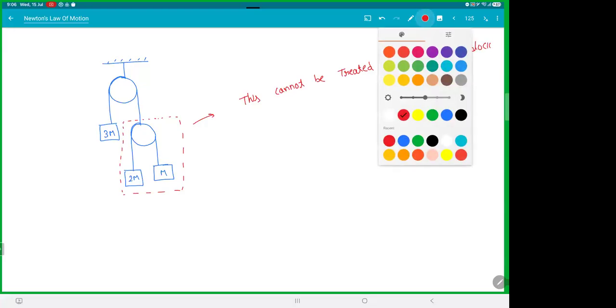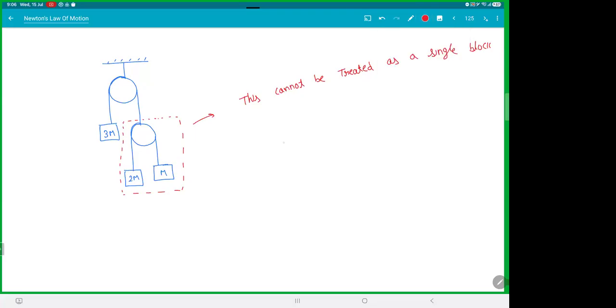So the idea is this: if you want to treat two things as one block, they should have the same acceleration. Same acceleration, meaning magnitude and direction.